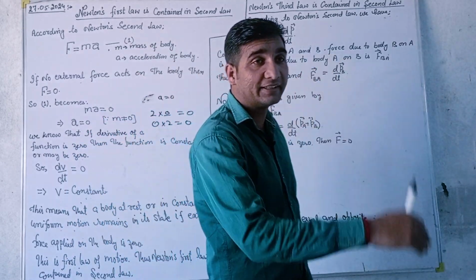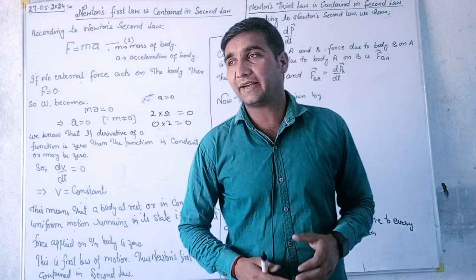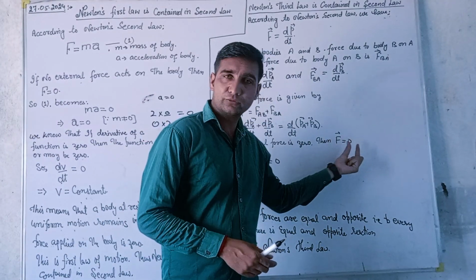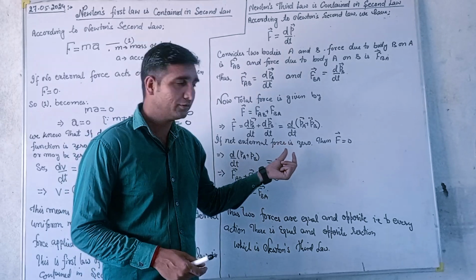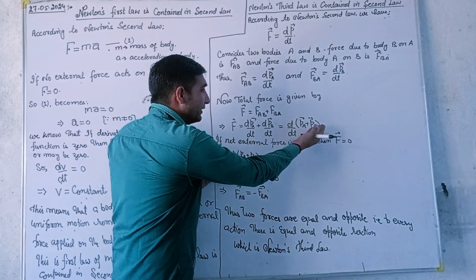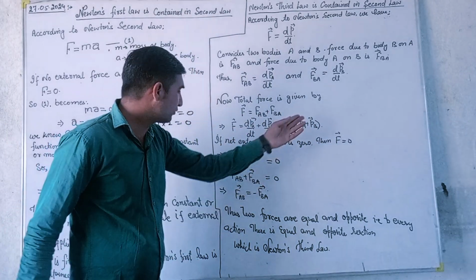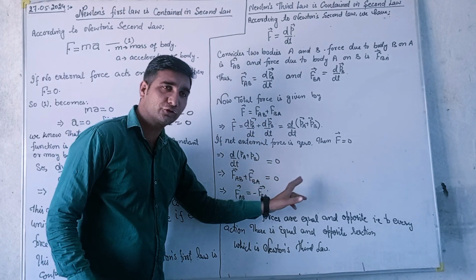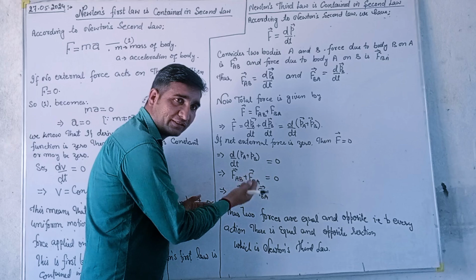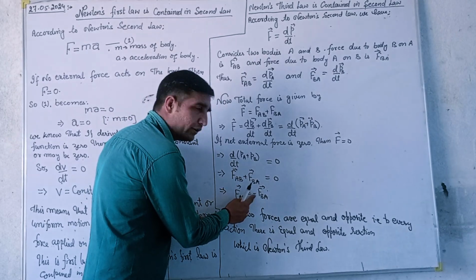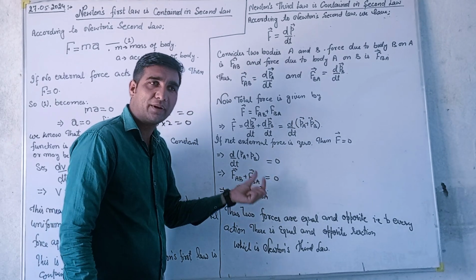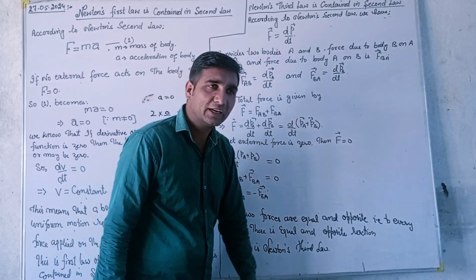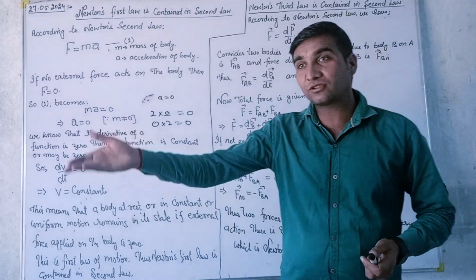What if the force applied is 0? If no external force is applied on the body, then F is equal to 0. Then, definitely, this whole thing will be equal to 0. That means FAB plus FBA is equal to 0. Taking FBA to the right-hand side, it changes sign from plus to minus, so FAB is equal to minus FBA. It means the forces are equal and opposite, which is Newton's third law.